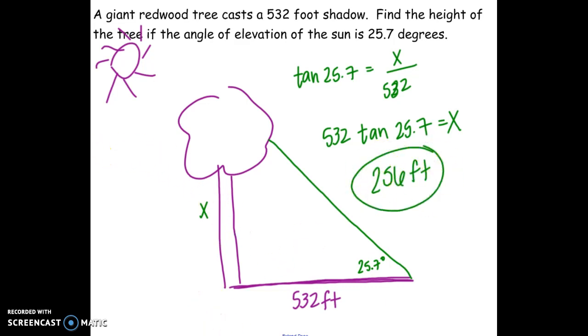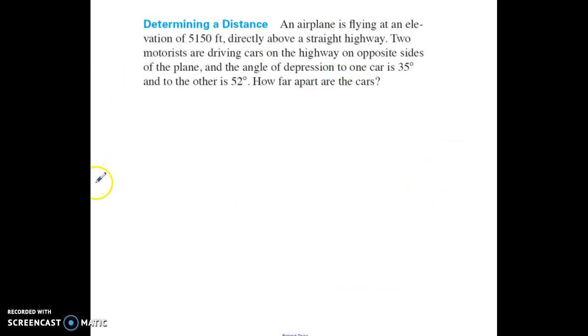Now, of course, these can get a little bit more intense if we look at, for example, this problem. An airplane is flying at an elevation of 5,150 feet directly above a straight highway. Two motorists are driving cars on the highway on opposite sides of the plane, and the angle of depression to one car is 35 degrees and to the other is 52 degrees. How far apart are the cars?